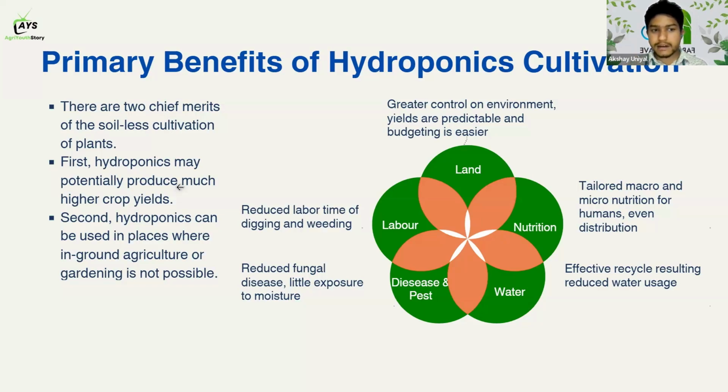And secondly, hydroponics can be used in places where in-ground agriculture or gardening is not possible. Now, I think you don't understand why we have used these two different terms, in-ground agriculture and gardening. As far as agriculture in a broader term is concerned, when we talk about agriculture, hydroponics is also used in places where agriculture is a big thing, but we are not getting the same amount of feed because of various problems.